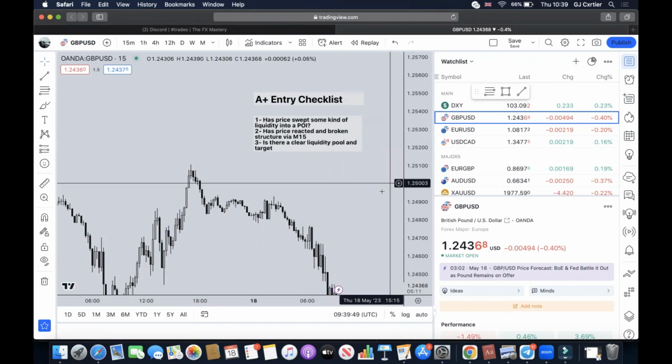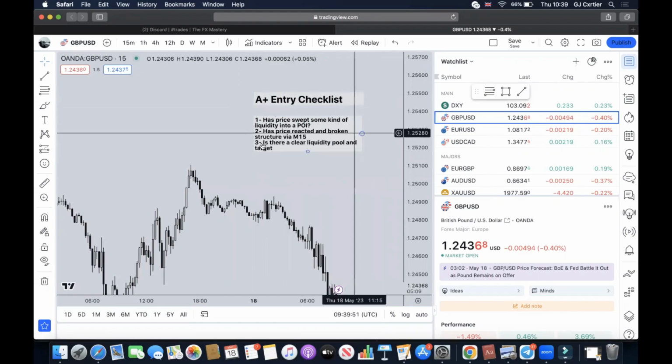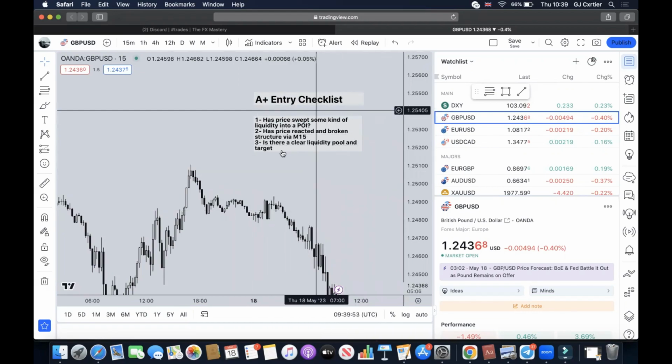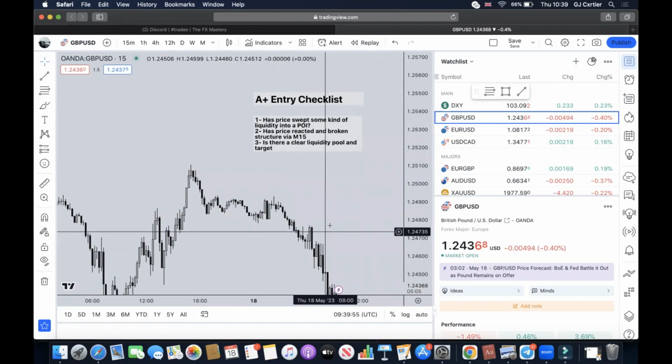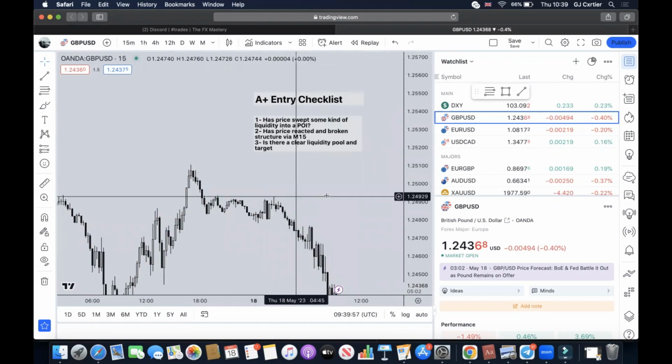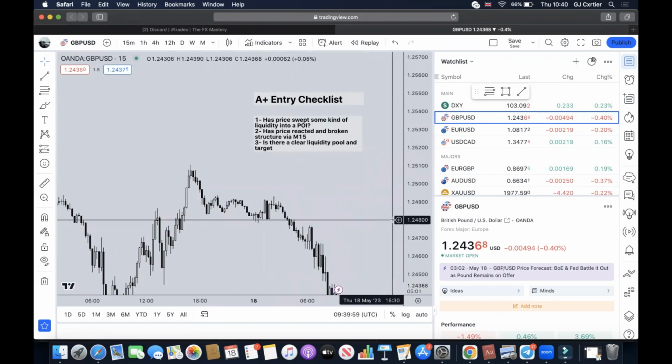So now we have swept some kind of liquidity and entered a point of interest. What we're now waiting for is a reaction and break of structure on the 15-minute time frame. I will go through an example of this on a few pairs just to show you what I mean by a break of structure and a change in delivery. But that is what we're waiting for. We're waiting for a clear, strong break of structure on the M15.